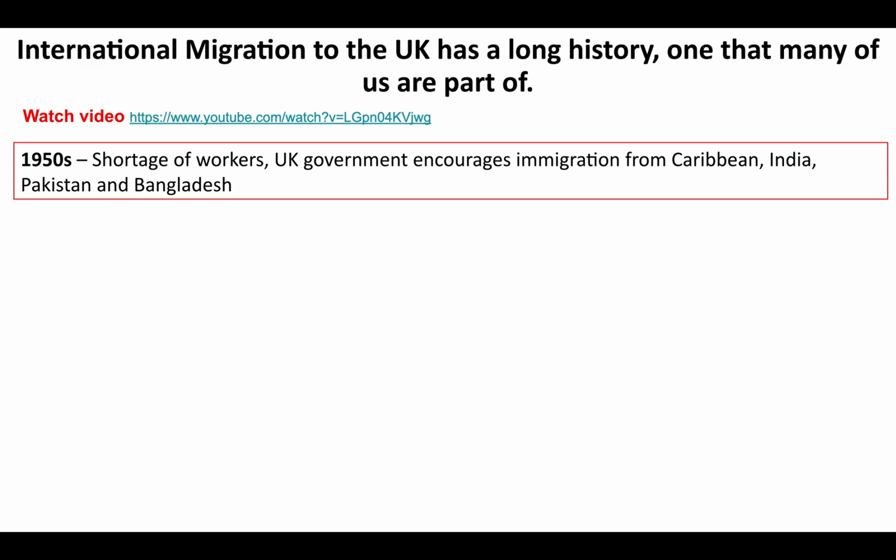Now, take a quick moment. What do all those places have in common? Why would the UK have gone to those places to find people to come to the UK? Why didn't they go to Turkey, for instance? Okay, why didn't they go and ask Russians to come here? What was the difference?